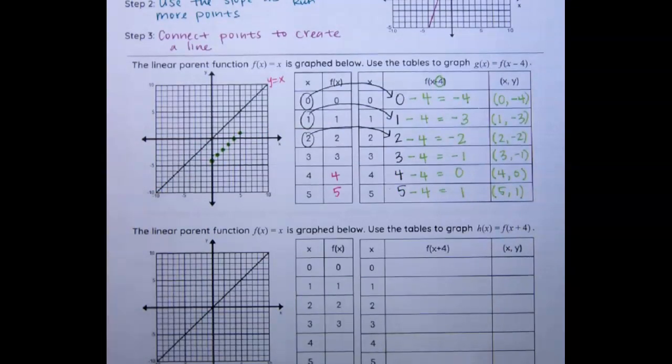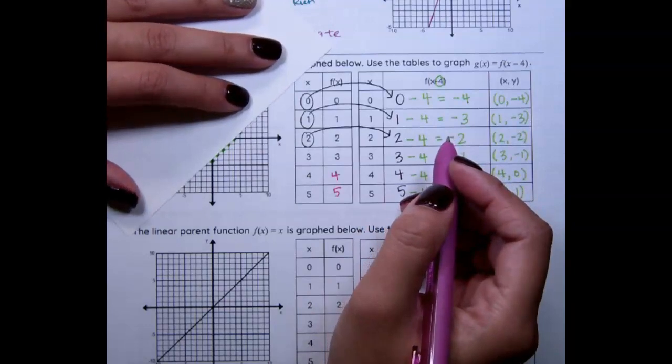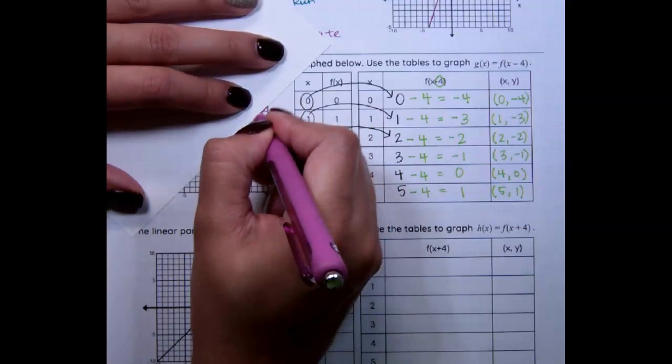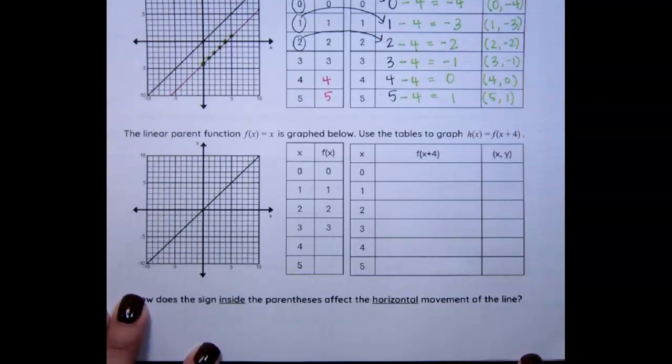Again, this is not a line until I actually connect them. Which is why we had you do that in the example before we started the real lesson. So, connect the points. There's my new line. Okay, so now I'm going to do the same process with my other table.